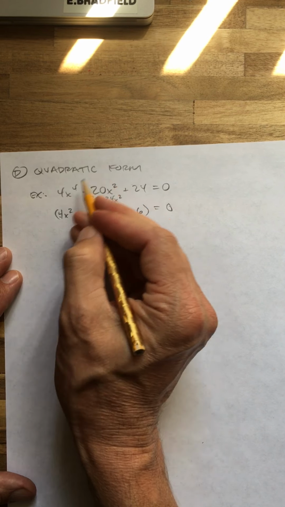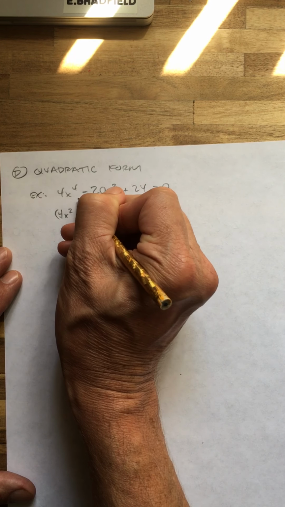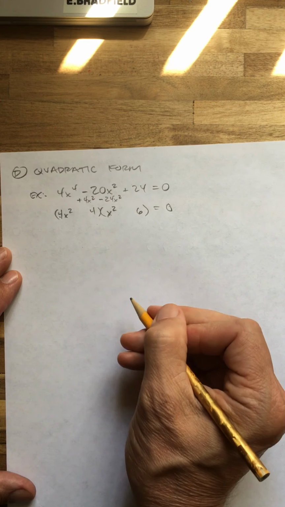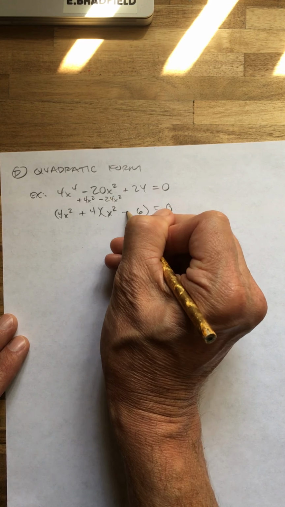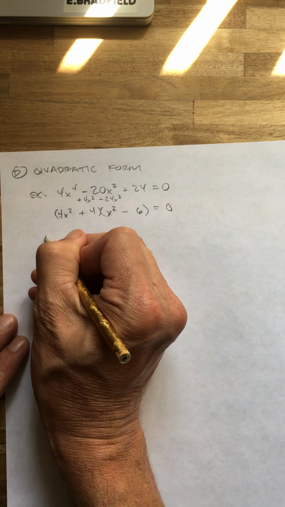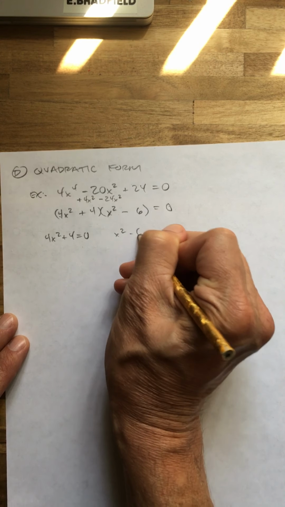Look up here, how many x squareds am I trying to get? Negative 20 of them, right? Well, if I have a negative 24 and I add 4 of them, I get negative 20 of the x squareds. So the plus goes with the 4, the minus goes there, and I'm pretty much done. 4x squared plus 4 equals 0. X squared minus 6 equals 0.